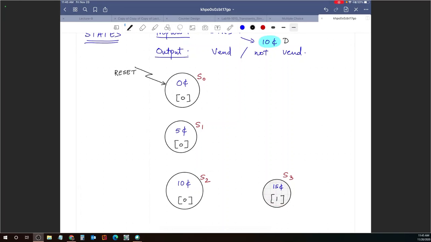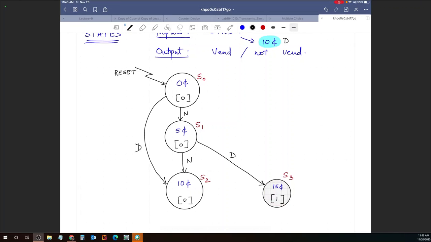I'll use black again. If I get a nickel, I go to state 1. Very simple. If I get a dime, I go to state 2. I'm done with state 0. Let's come to state 1. If I'm in state 1 and I get a nickel, I go here. And if I get a dime, I go there. You guys okay with me so far? You guys are, things are, all right, nice.